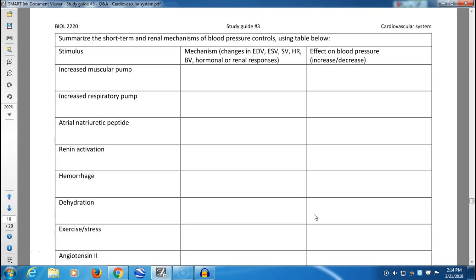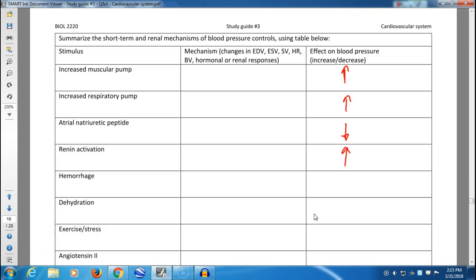Does that make sense? ANP, what does it do? Two things. Blood vessels, it dilates them. What does it do to the sodium? We excrete sodium, natriuretic. When sodium leaves the body, what follows sodium? Water. What happens to the blood volume? Goes down. So pressure decreases.